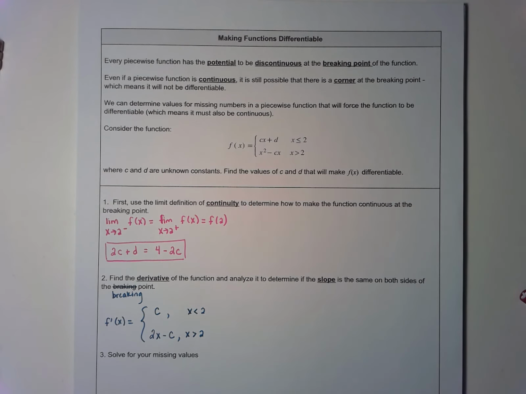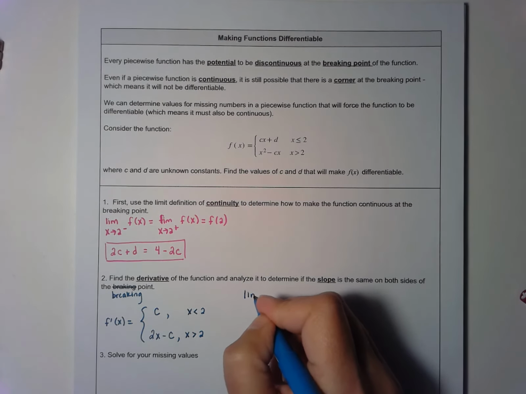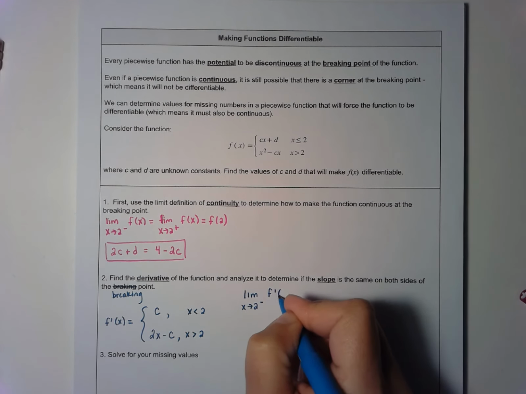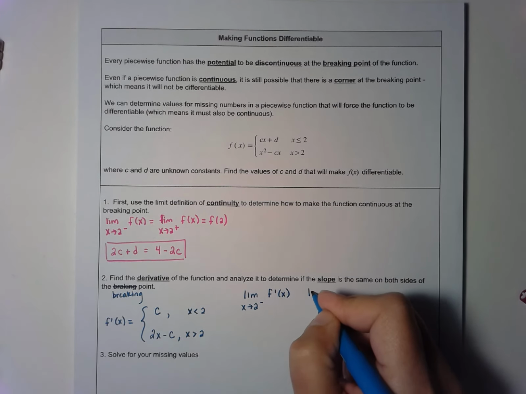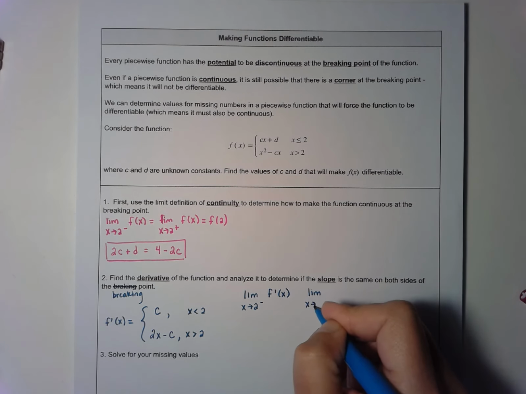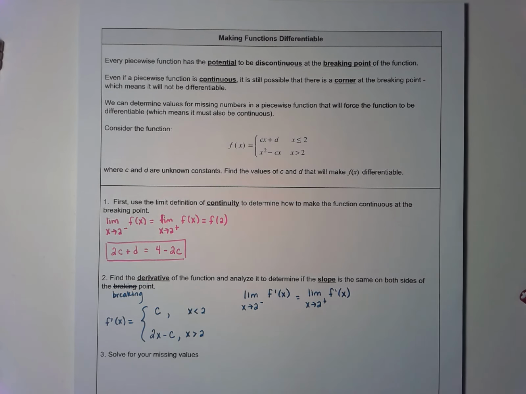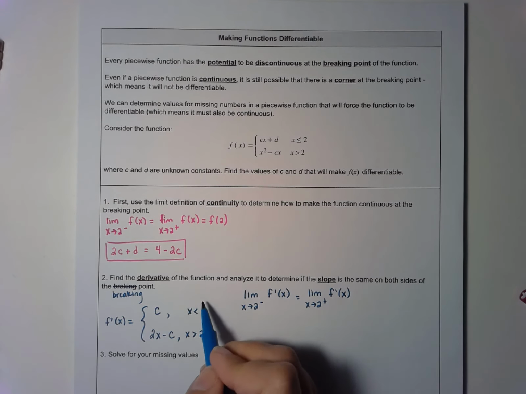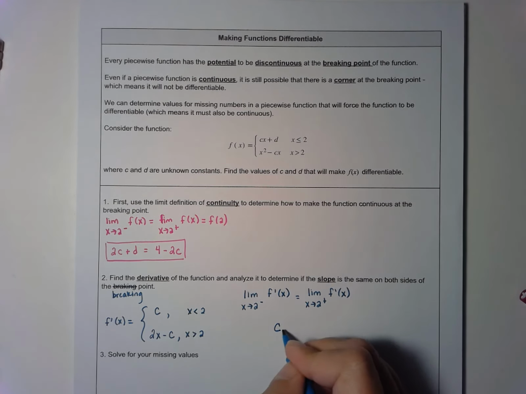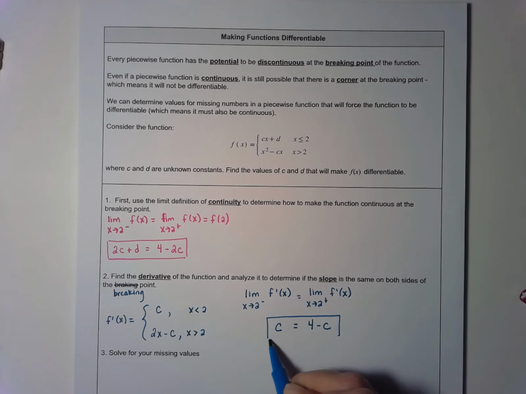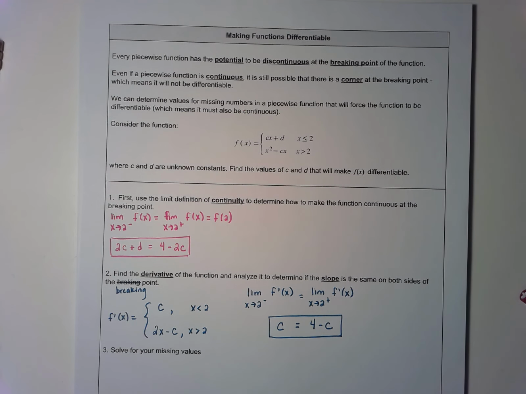Now I'm going to check the limit as x approaches 2 from the left of f prime, the derivative, and I'm going to check the limit as x approaches 2 from the right of the derivative. So just like I want the function to be continuous, I want the derivative to be continuous. So if I plug the number 2 into the top, I'm just going to get c, and if I plug the number 2 into the bottom, I'm going to get 4 minus c. So this is my second equation that I'm going to solve in order to solve this problem.